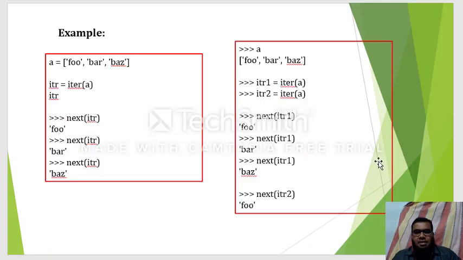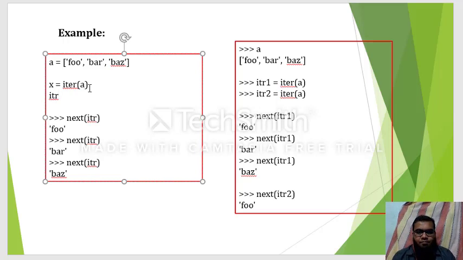So let's see a basic example which is easily understandable. You can see here A is equal to foo, bar, bars. A is a list which contains three values. What I am doing is, by using the iter method, iter of A, I am assigning this to a variable, x. I am converting this list into an iterator object. How can I convert this list into an iterator object? By passing this list to the iter method.